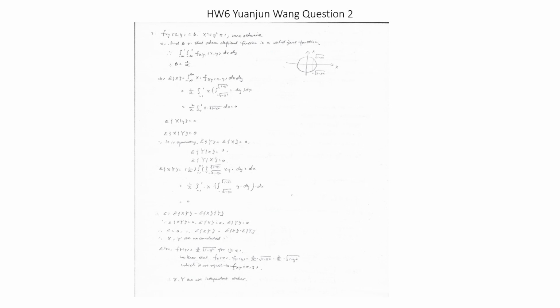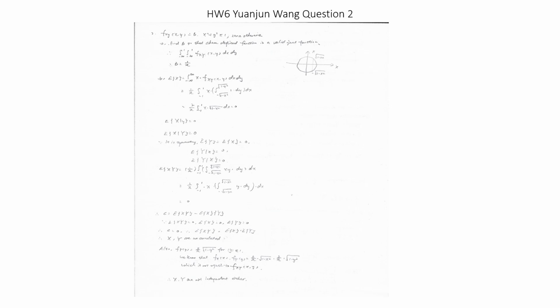The second question is saying: find the E of X, E of X given Y, E of X given capital Y, E of Y given X, and then E of Y given capital X. And finally, find the E of XY.